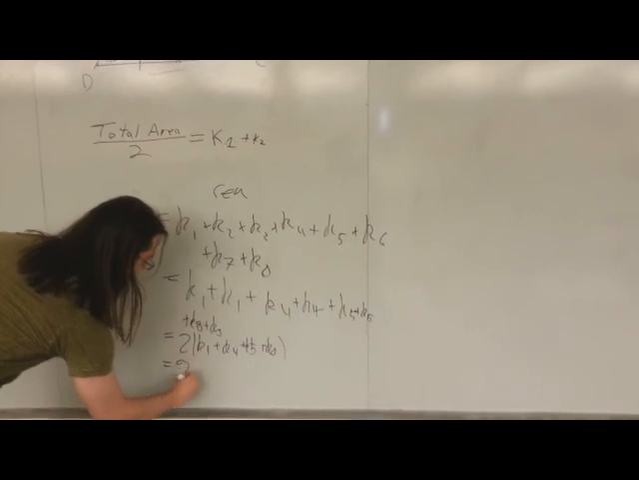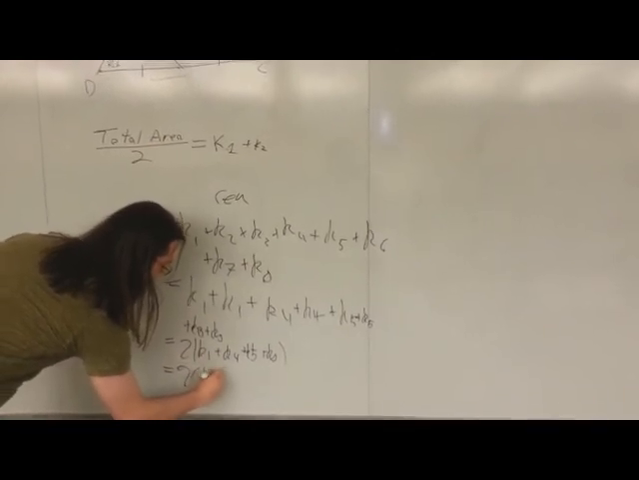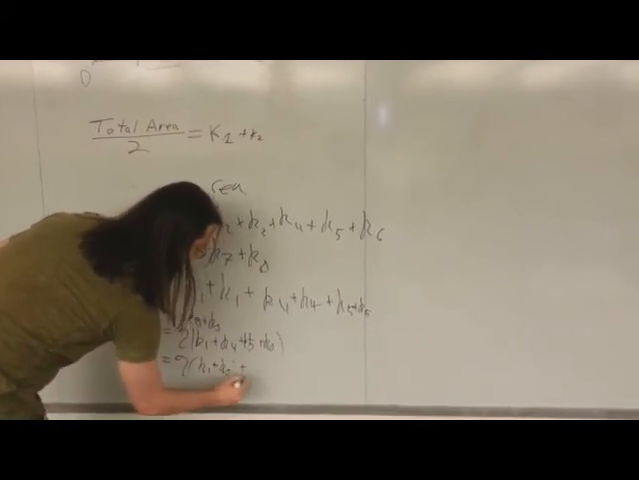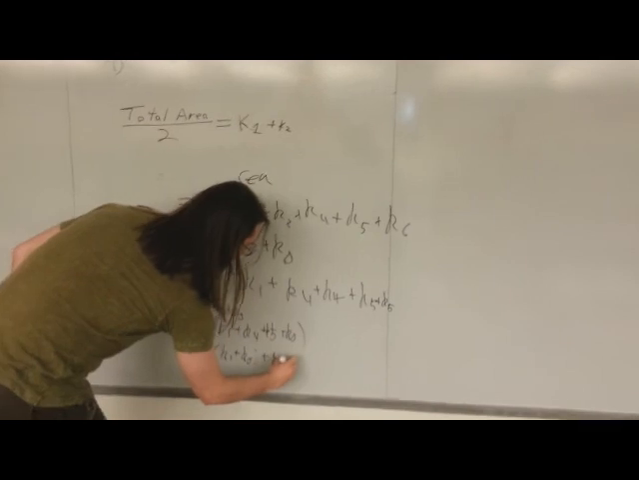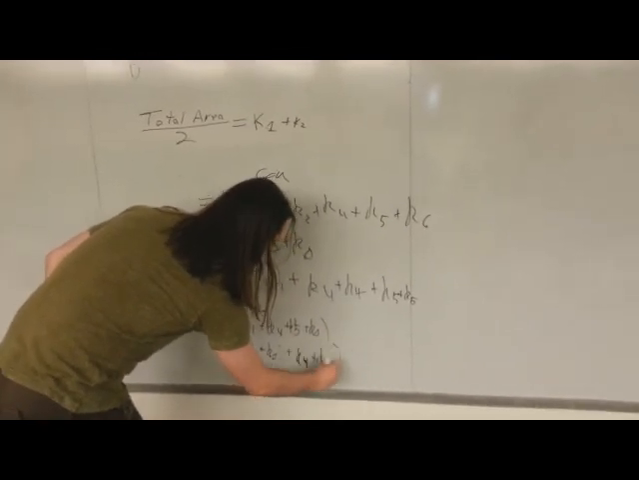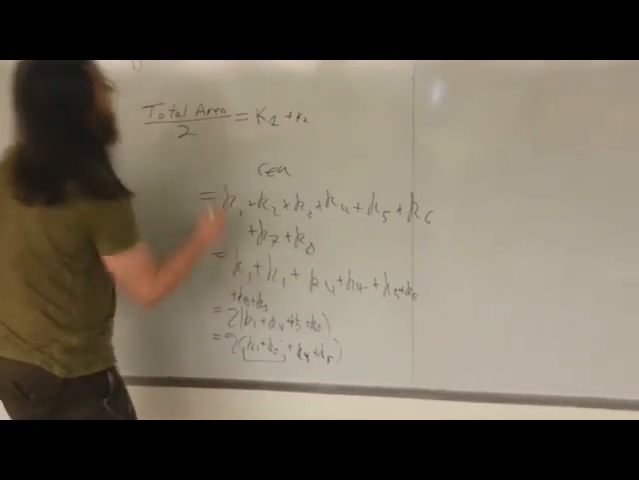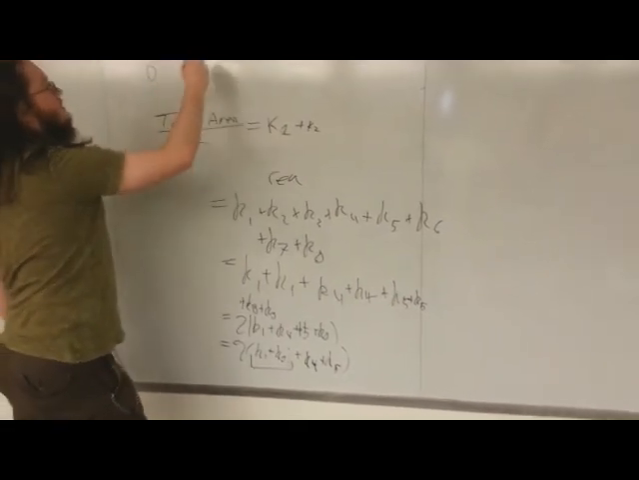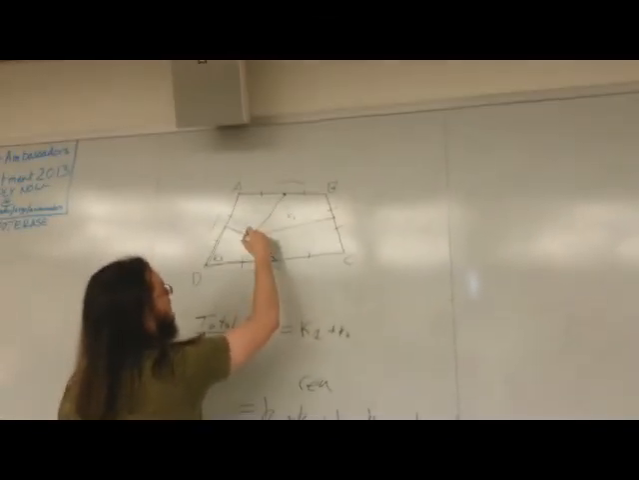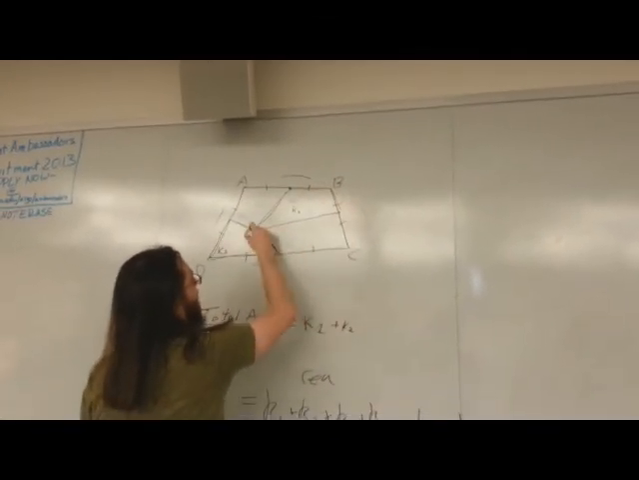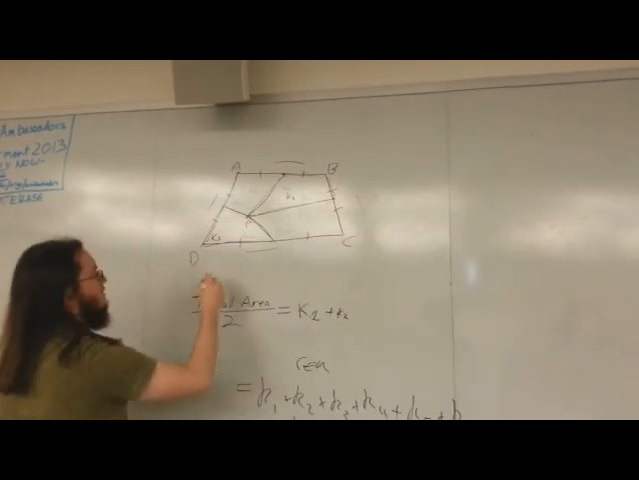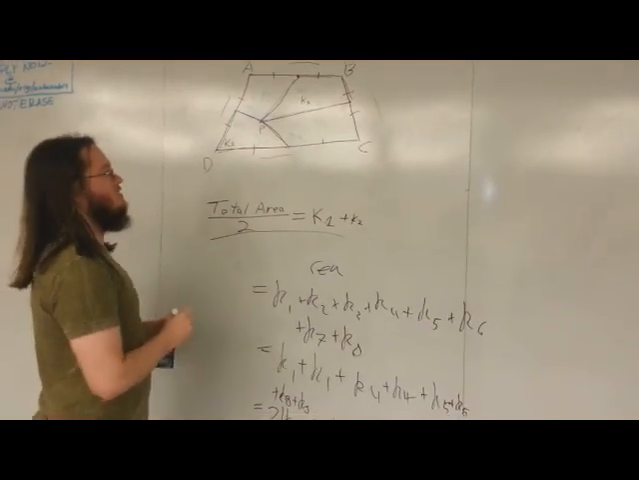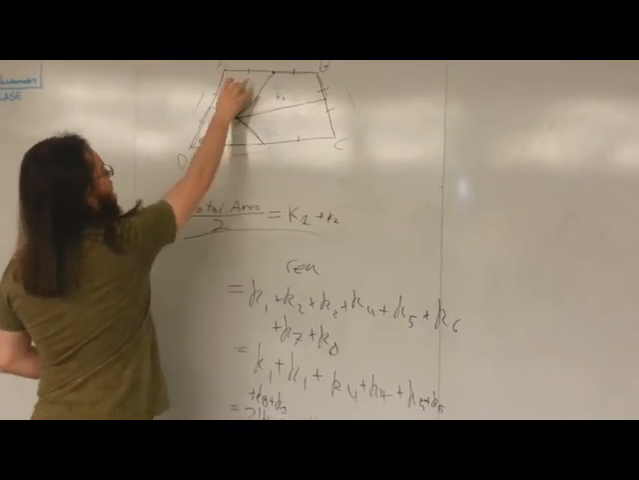which is equal to 2 times K1 plus K8 plus K4 plus K5. K1 and K8 is equal to the area of this quadrilateral, and K4 and K5 is equal to the area of this quadrilateral. So the area of each quadrilateral is equal to half of the total area. And the same is true for these two quadrilaterals.